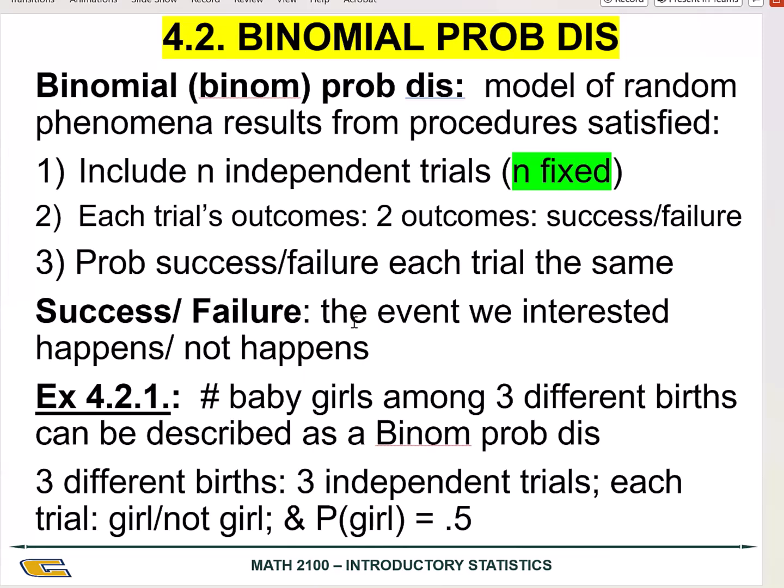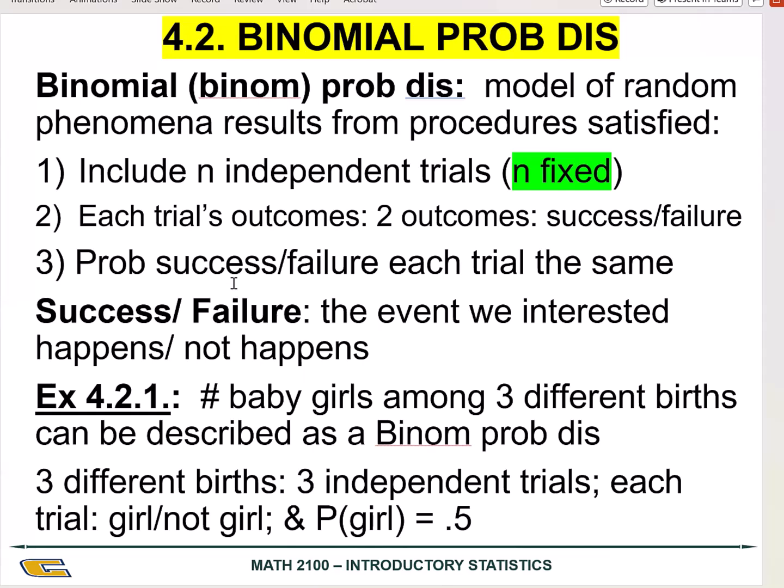So for example, if you toss a die and you check how many 6s appear, then for each toss, if you get a 6, you get a success. And if you don't get a 6, which means you get a 1, 2, 3, 4, 5, we say we have a failure here. And the last condition is that we require the probability of success or failure for each trial to be the same. So again, if you toss a die and you care about whether a 6 appears or not, the success probability would be 1/6, and failure would be 5/6.